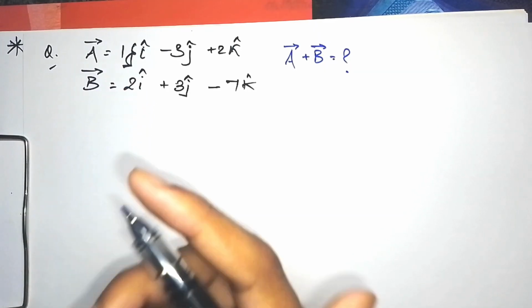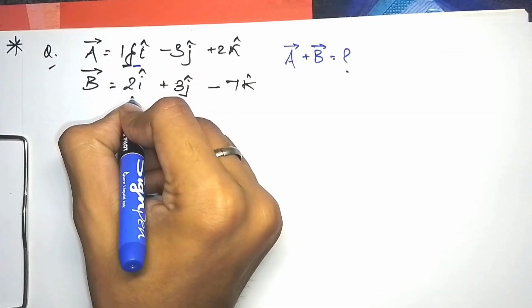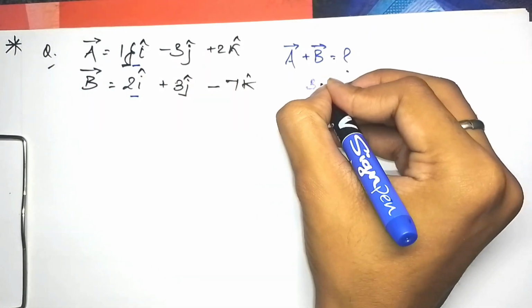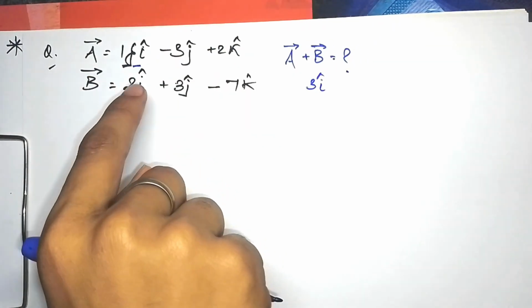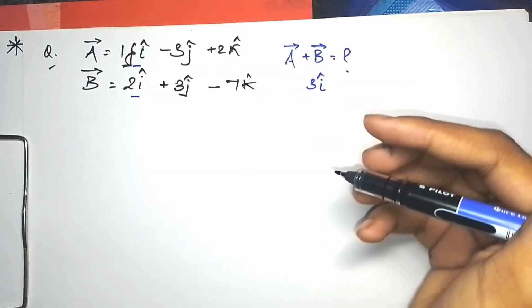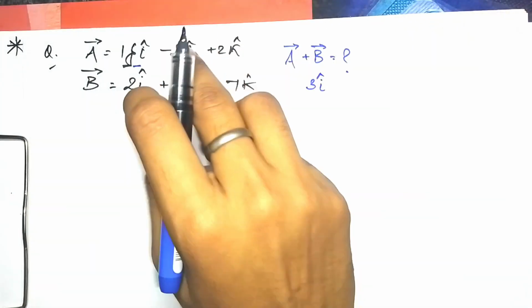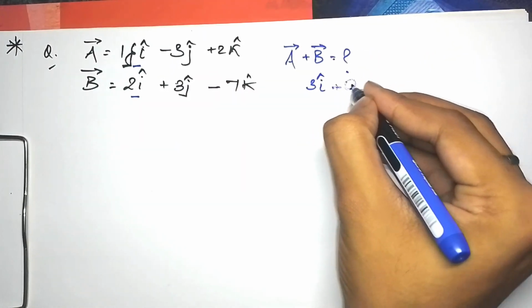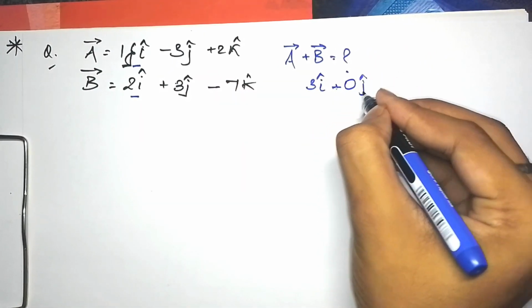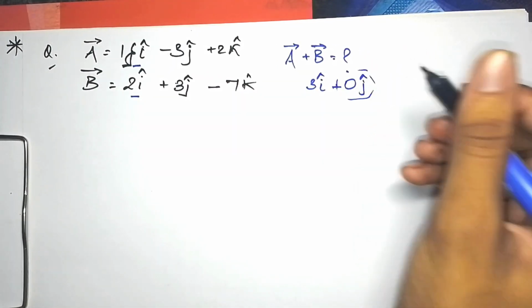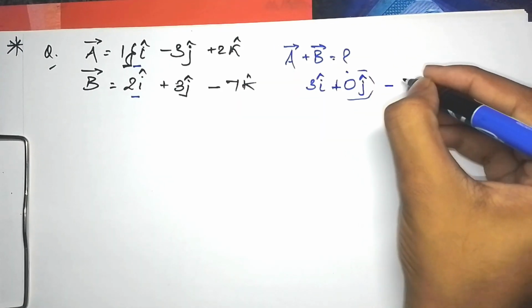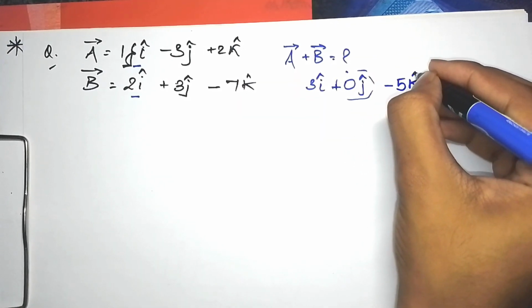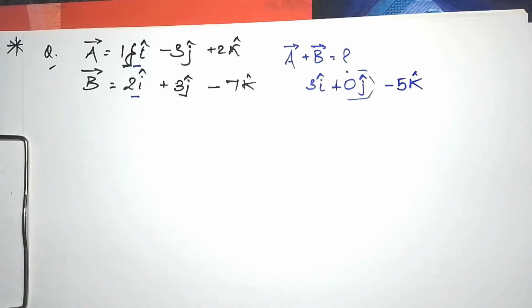respective unit vectors. Like here, in the x-axis, the vector would go to 3 i cap due to 1 i cap from here and 2 i cap from here. In the y axis, it would become 0. So we would write 0 j cap, which is not required. You can even leave this if you want. And in the k cap direction, basically in the z direction, we would write 5 k cap. I hope this is understandable.